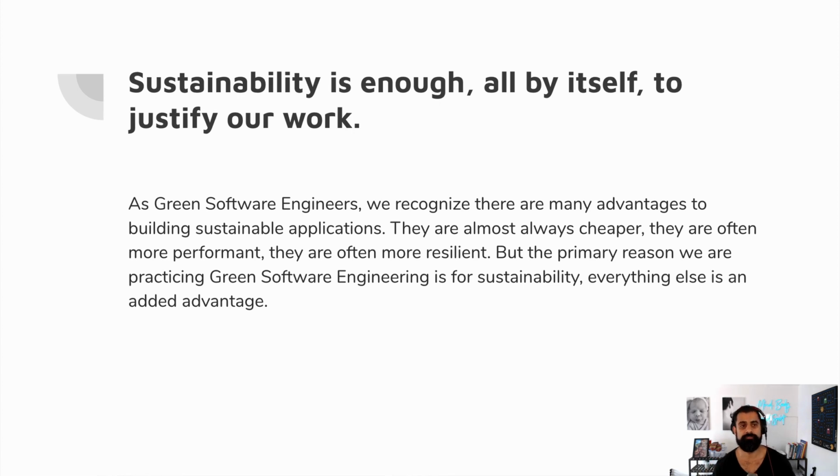The other philosophical aspect is that sustainability is enough all by itself to justify our work. A green application is almost always cheaper. It's almost always faster. It's almost always more resilient. It's better on almost all characteristics than its gray counterpart.